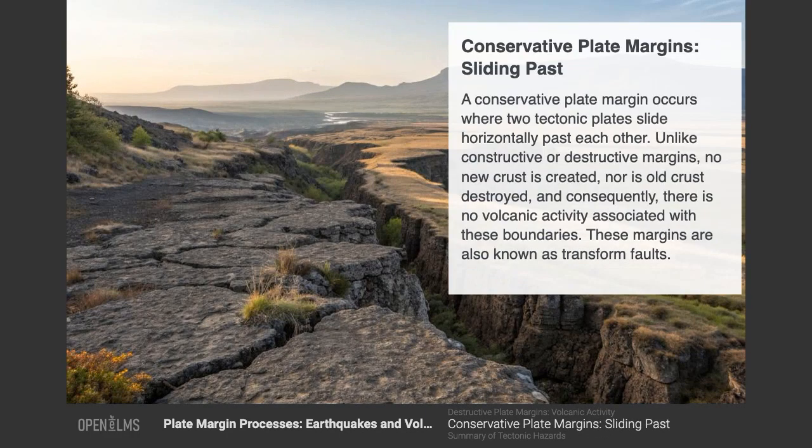Conservative plate margins, sliding past. A conservative plate margin occurs where two tectonic plates slide horizontally past each other. Unlike constructive or destructive margins, no new crust is created, nor is old crust destroyed, and consequently, there is no volcanic activity associated with these boundaries. These margins are also known as transform faults.